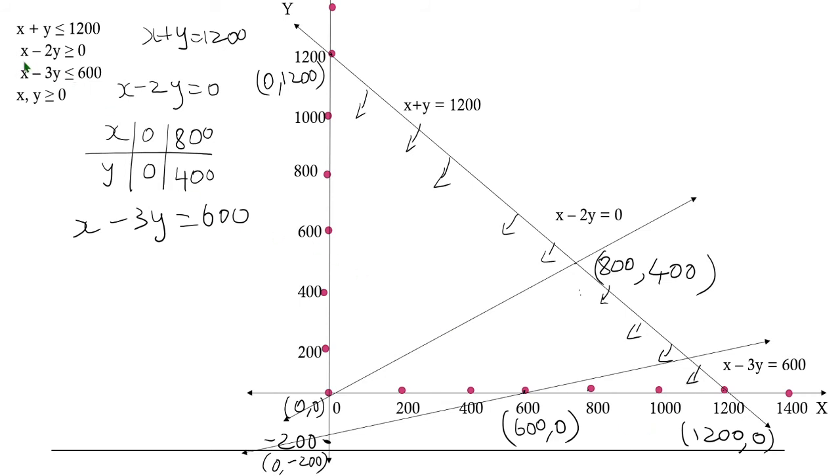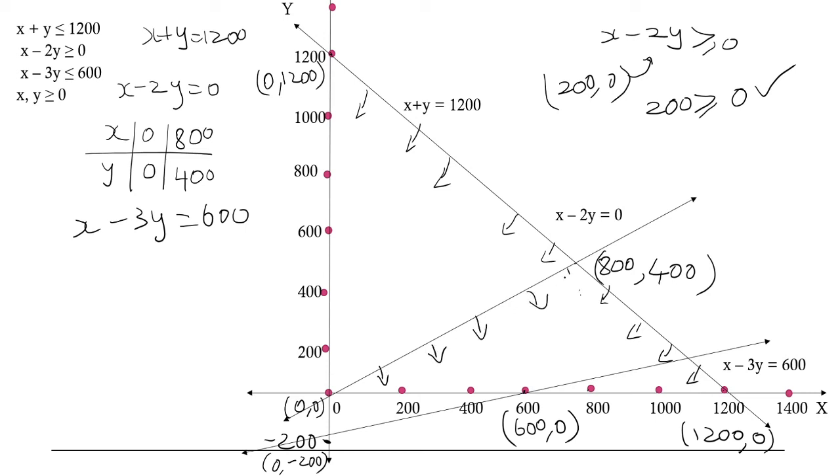The next constraint is x minus 2y greater than or equal to 0. Let us take a point on the x-axis. I am taking this point 200 comma 0. The inequality is x minus 2y greater than or equal to 0. Let us substitute the point 200 comma 0 here. When we substitute, we get 200 greater than or equal to 0, which is correct. So the region corresponding to x minus 2y greater than or equal to 0 is this part.